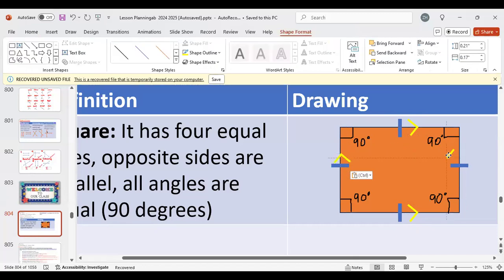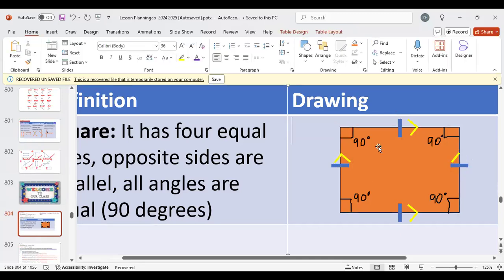Excuse me, I can't see the screen too good. You can't see the screen? Okay, I'm going to enlarge it so you can see it.